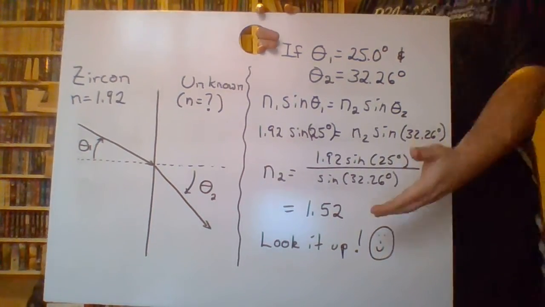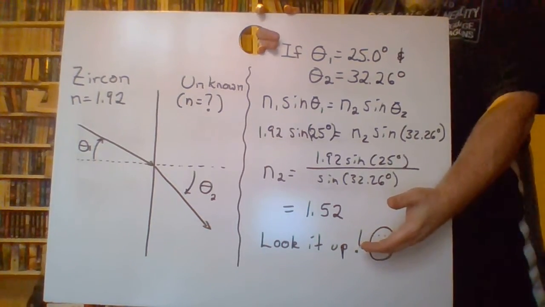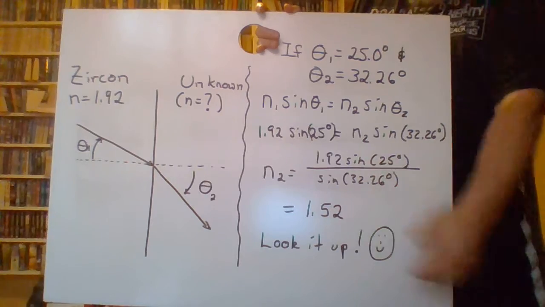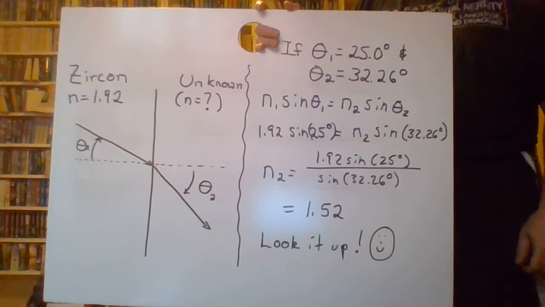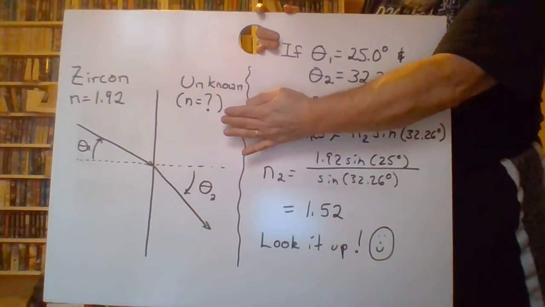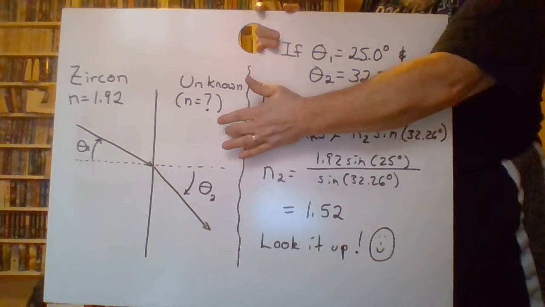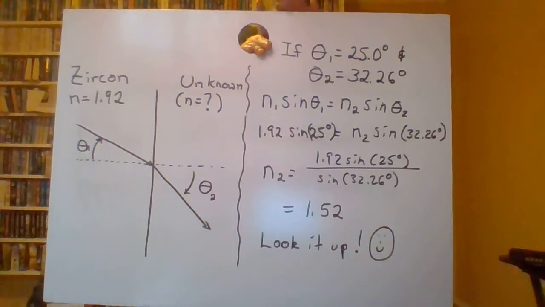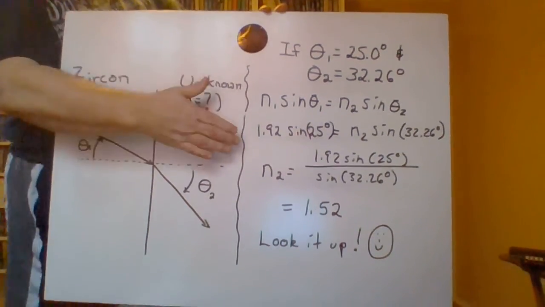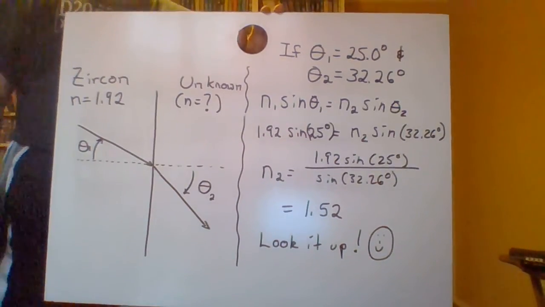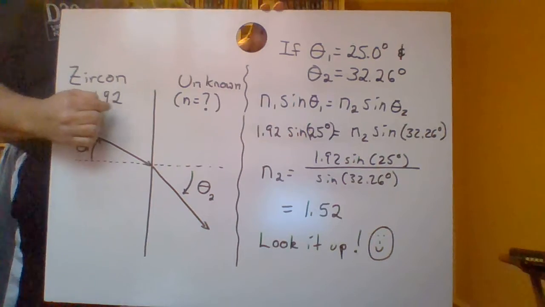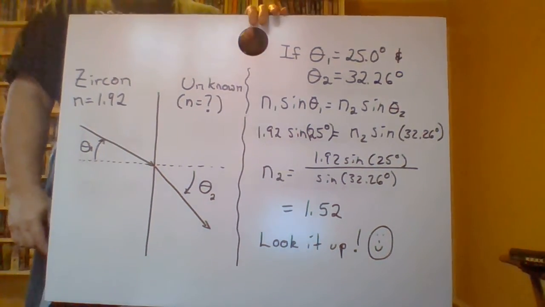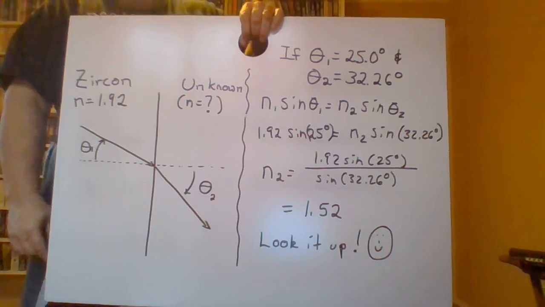All right? So look it up. What is that? Well, if you remember from a few minutes ago, that would be the same index of refraction as crown glass. So probably this unknown medium over here would be crown glass. And you'd see some difference between the zircon and the glass, but maybe not a lot. But the fact that the path of the light bent lets us know that we've got a new medium.